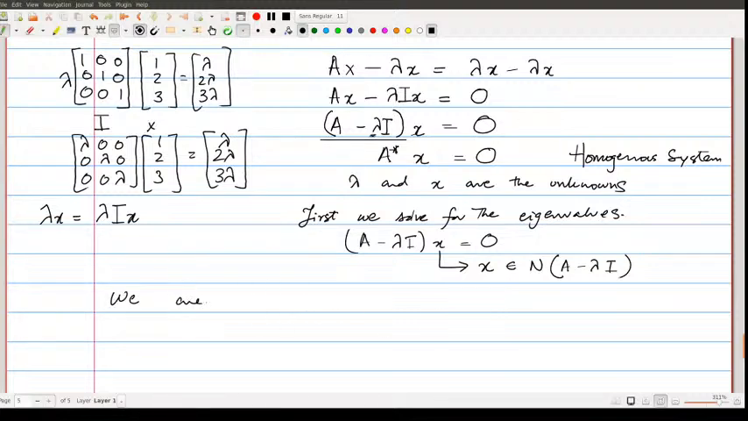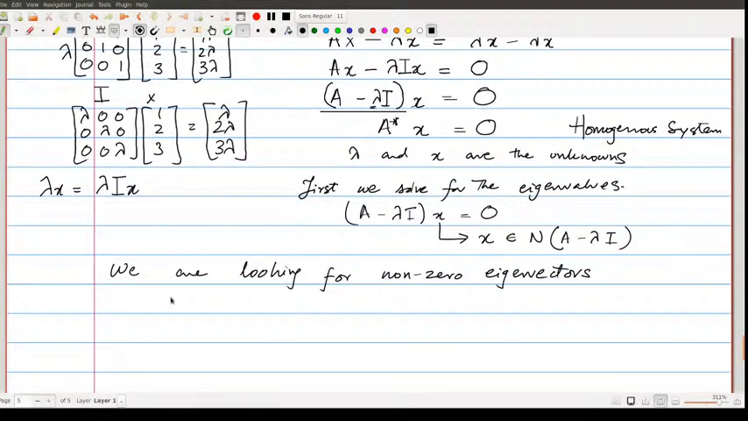We are looking for, sorry, we're looking for non-zero eigenvectors, right? The zero eigenvector isn't really special. We really want non-zero eigenvectors, which means we're looking for non-trivial vectors in the null space.